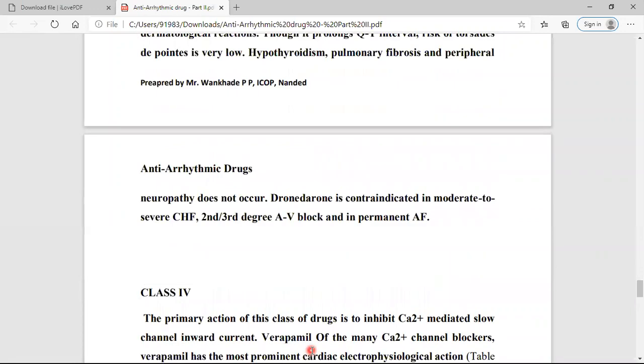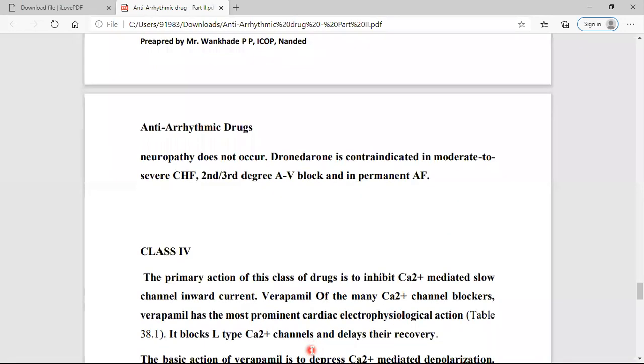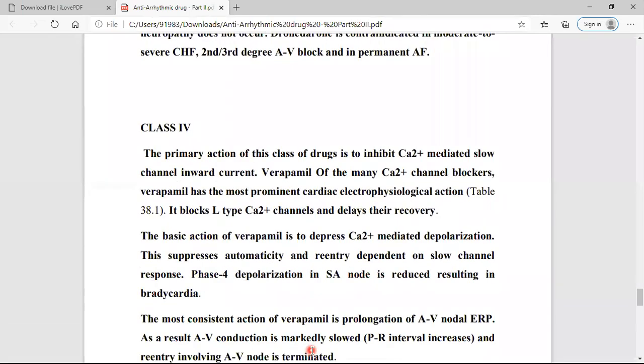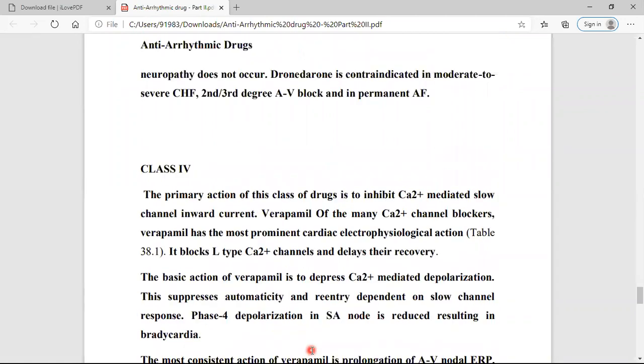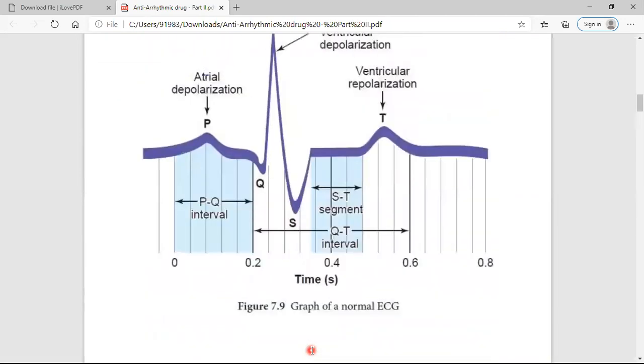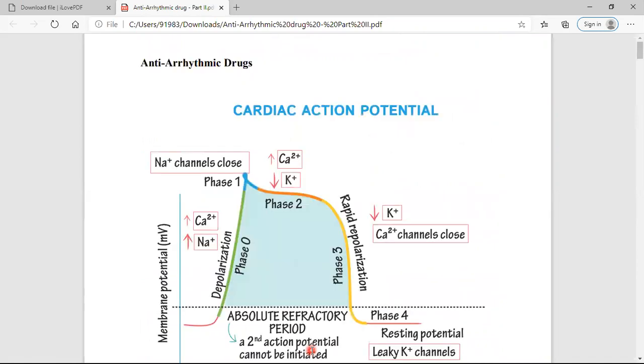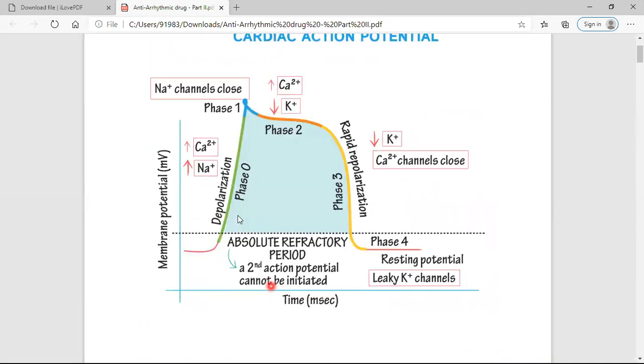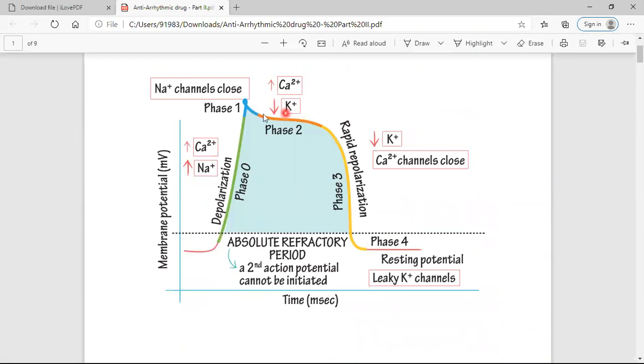This is called the class 3 drug, which blocks the potassium channel. Now we'll see the class 4 drug. Again, this class 4 drug inhibits the calcium channel. So simply again, you can see that this calcium channel blocker drug blocks the relative phase.